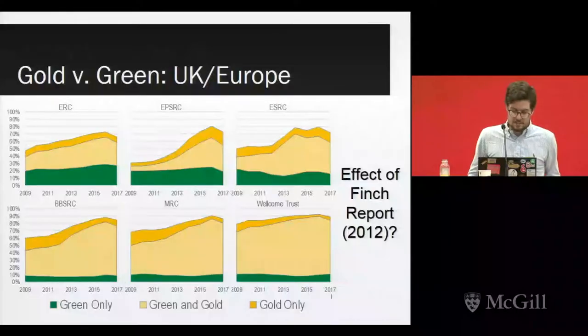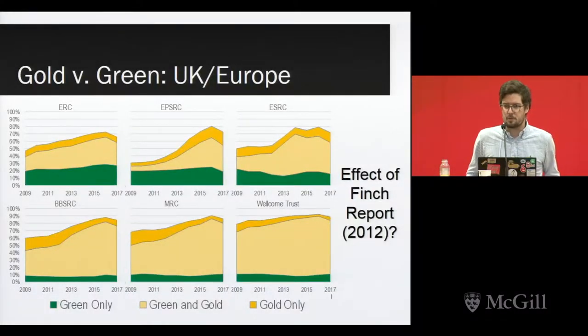But for most of the councils, it's either papers that are both green and gold, or only available in gold. At the level of the UK and Europe, but mostly the UK here, what you see again is the strong effect of the Finch report, where green is either stable or decreasing in some cases, and the growth of open access is almost exclusively due to growth in gold OA, so we're basically in APC. So of course, there's a cost to that.